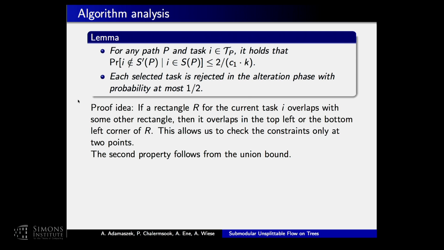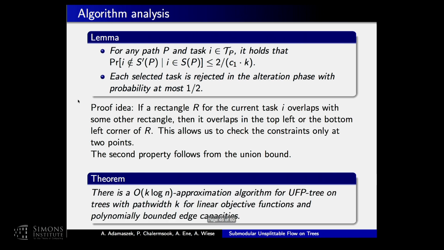And now, because every task is active at most k paths, that gives us the lemma that each selected task is rejected with probability at most 1/2. And that gives us a k-log n approximation algorithm if we have linear objective functions and if we have polynomially bounded edge capacities.